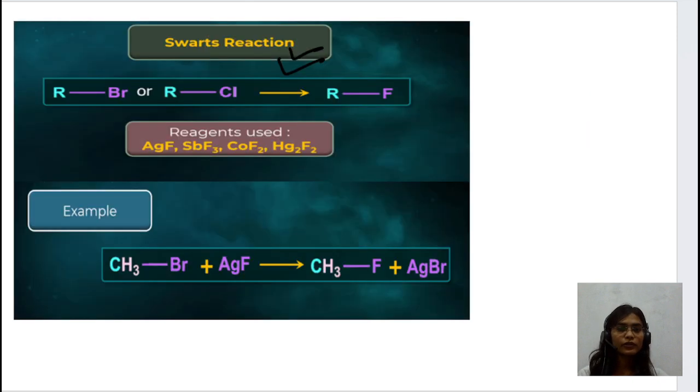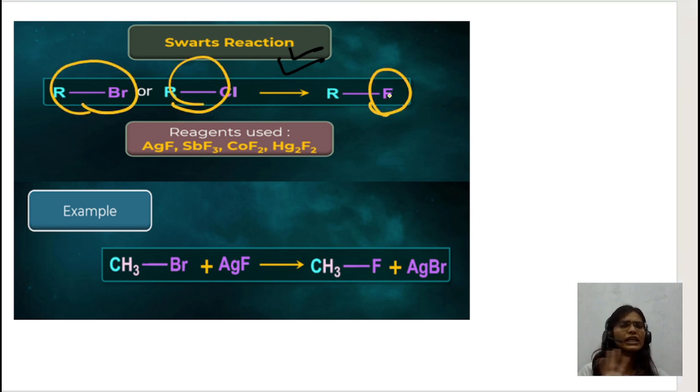Let's continue further. Now let's talk about the Swarts reaction. The same Swarts reaction is very, very important for fluorine formation. Look at this: we are using some bromine, chlorine, or iodine compound, and then we are getting the alkyl fluoride. We can use any fluorinating reagent. Remember in the p block elements we discussed many times, this is behaving like a fluorinating reagent, like AgF. Yes, it's a fluorinating reagent.